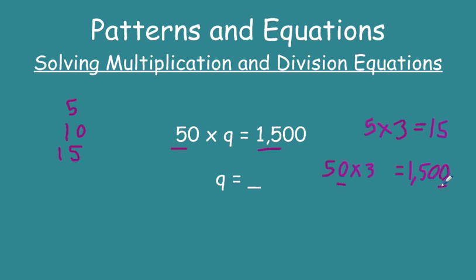If I have 2 zeros in my product, I'm going to have 2 zeros in my factor. So I'm going to have to add a 0 here. So it becomes 50 times 30. So q is going to equal 30. So if q equals 30, 50 times 30 equals 1,500. That makes it correct. And so that's how we solve it. So now let's look at one division problem.